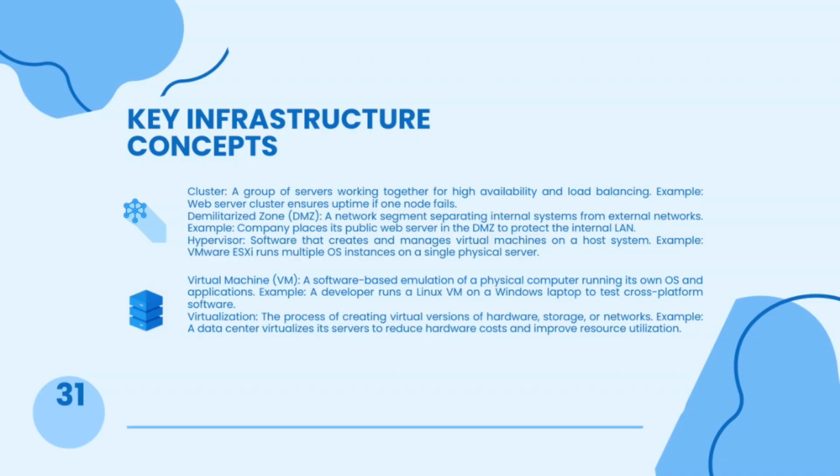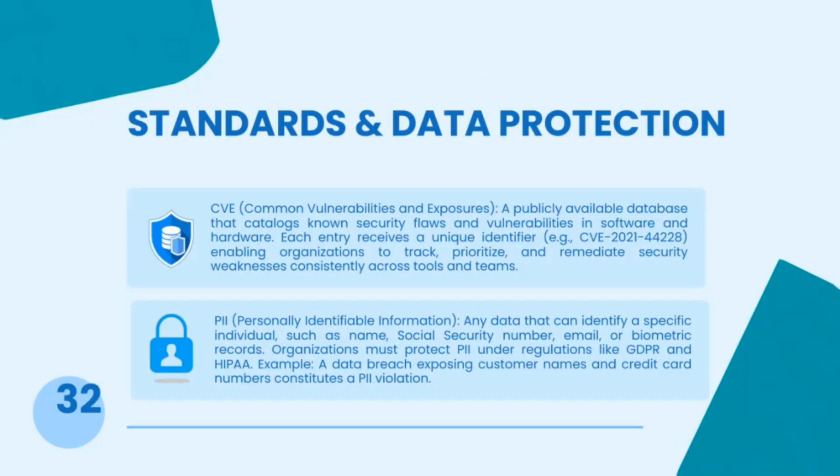Let's talk about two key elements in data protection and security standards. First, PII, that's personally identifiable information. This includes anything that can point directly to an individual, like names, social security numbers, emails, or biometric data. Protecting PII isn't optional. Laws like GDPR and HIPAA require it. A breach exposing customer names and credit card details is a clear violation.